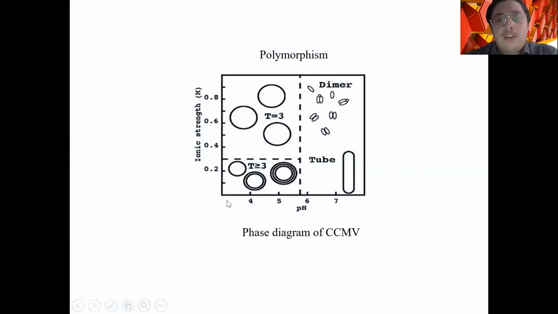And in this figure, we actually have the description of polymorphism. As we see here, when the pH is lower than 6 and the ionic strength is lower than around 0.4, you see coexistence of multiple capsid sizes. But as you increase, you have the dissociation of the capsids, and it comes to dimers, which are basically molecules with a pair. And as you go up in ionic strength and lower pH, you have the T equals 3 capsids.